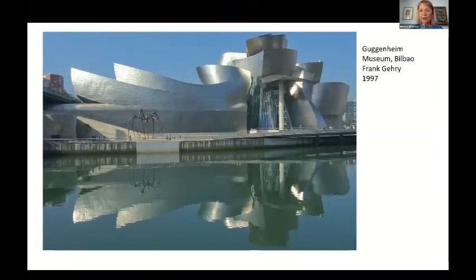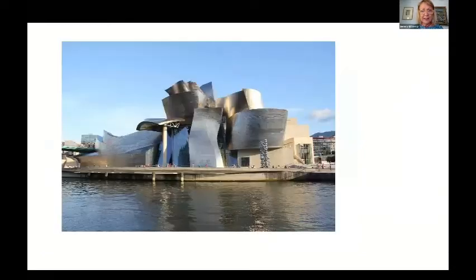So we've looked at the form. Let's have a think about the function. I want you to have a look at another lovely picture of it at a different time of day. Beautiful lights and darks bouncing off it.